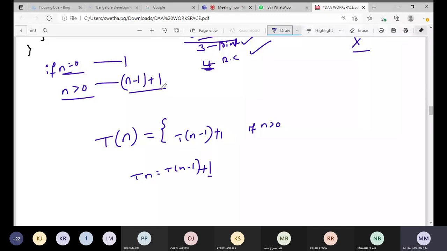Now, what if n is equal to 0? If n is equal to 0, then we take some constant time. That is what I am writing here. Clear? Is it clear? So this is the recurrence relation we got. Is there any doubt how we got this one?